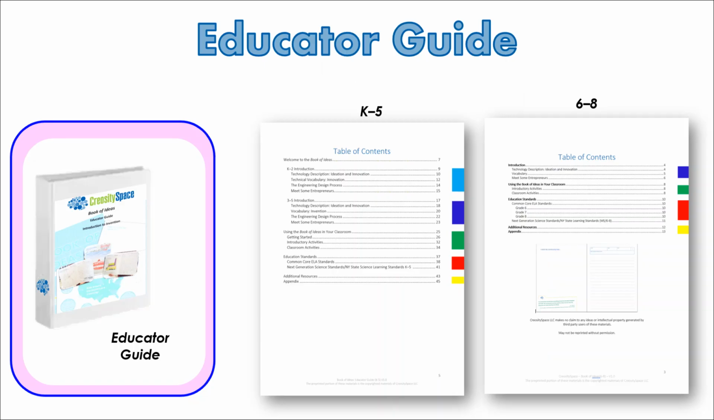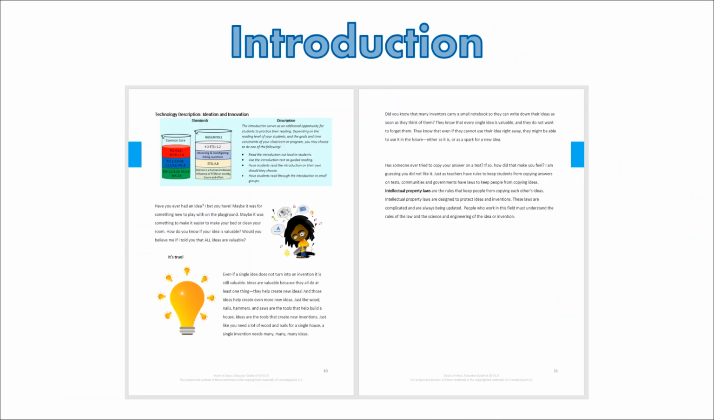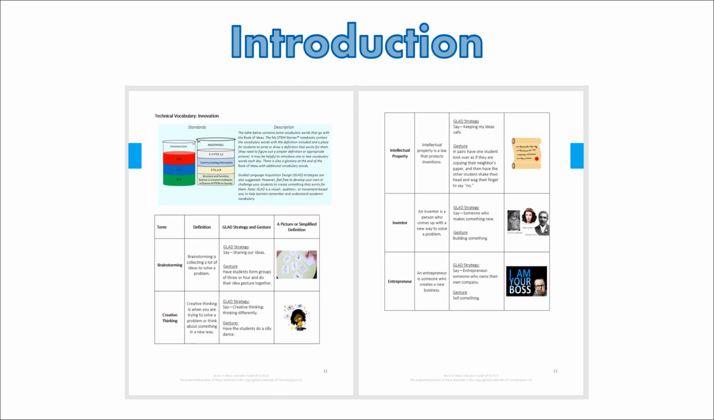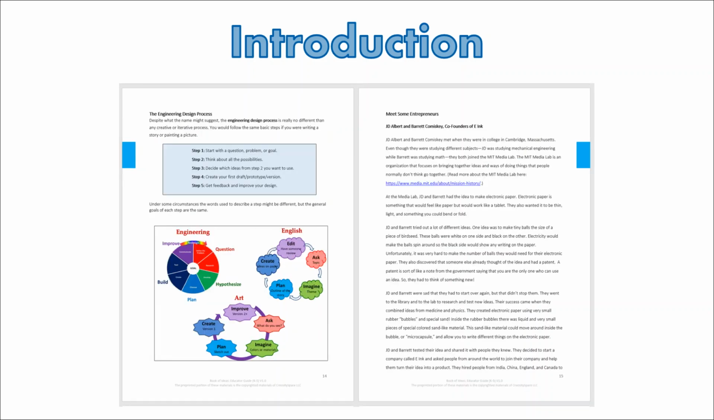Next up is the Educator Guide with versions for K-5 and 6-8. The guides have similar content with slight alterations for the different grade levels. The blue section is the introduction and contains some background information on invention and innovation. It also contains some basic vocabulary terms, a little background on the engineering design process, and a short story about young entrepreneurs who designed and commercialized the first electronic book.